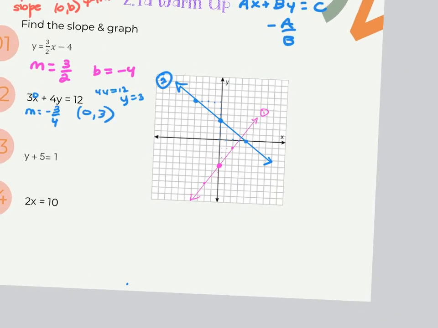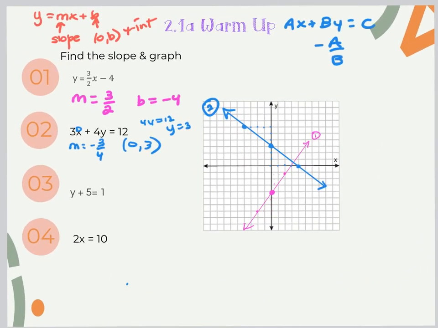And I get my line that way. Questions on that one? Okay, then I look at number 3, and 3 is a special case, right? Why is 3 a special case? Because there's no slope. Good.